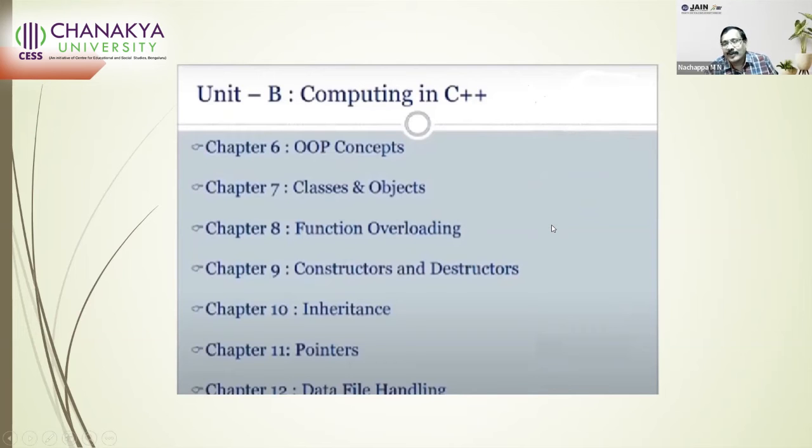Okay, so I'll keep the questions to the last. So let us again go through the next unit that we have. The next unit is completely related to programming. The first part of this programming is naturally what you have learned in the first year.